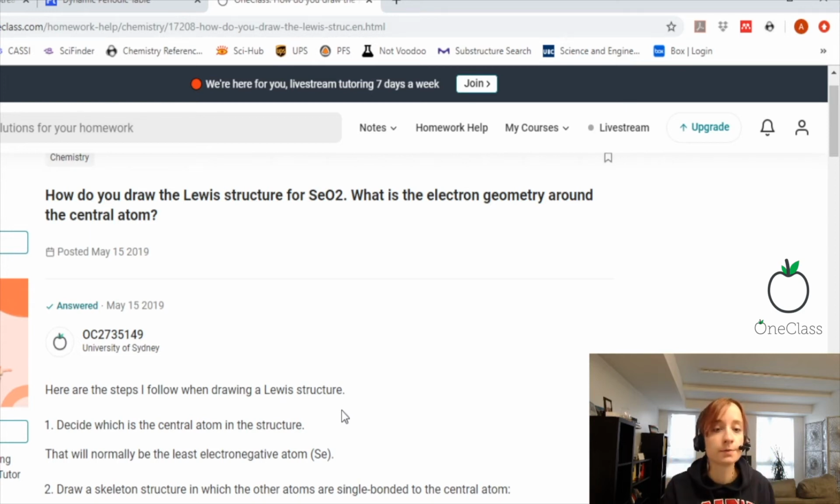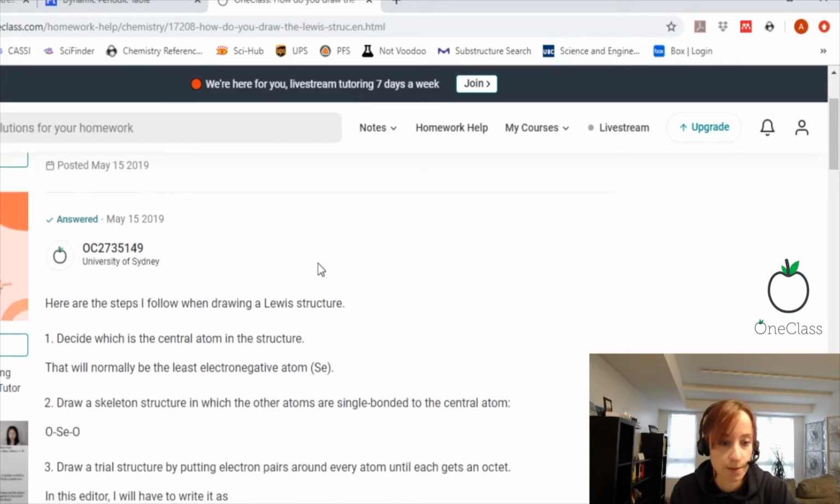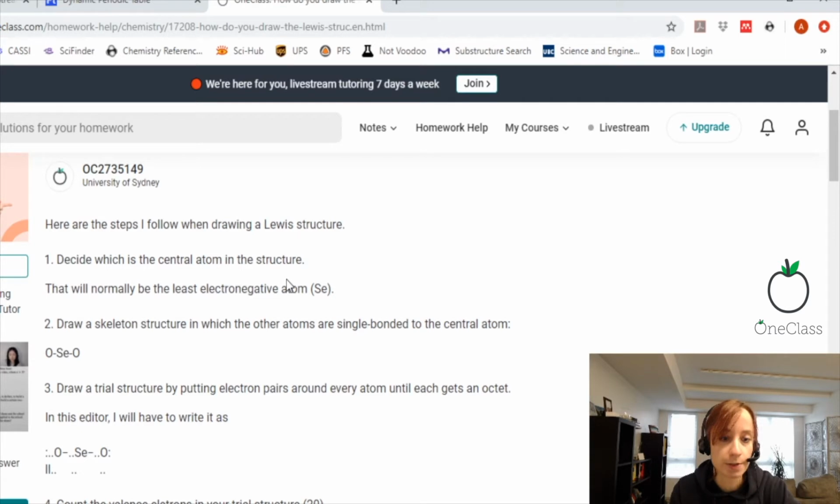So how do you draw the Lewis structure for SeO2? And what is its geometry around the central atom? So the first thing you need to do is decide which is the central atom.